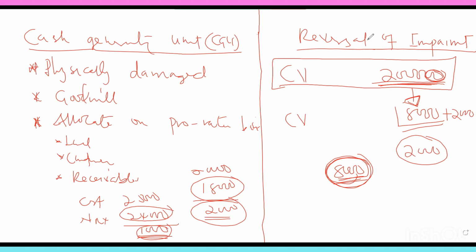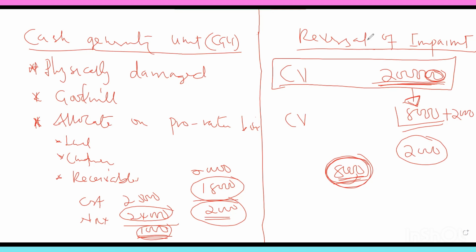Internally generated goodwill is not recognized because the cost of developing it cannot be separated from the cost of running the normal business. So for goodwill, we don't reverse impairment because the increase in the goodwill is attributed to internally generated goodwill, which is prohibited from recognition by IAS 38, intangible assets.